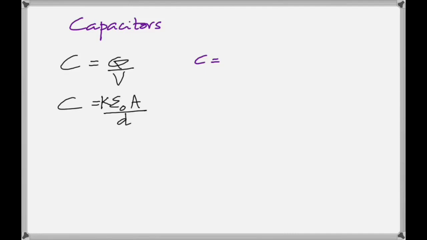A is the area of the plates, assuming that both have the same area. But if both do not have the same area, then A will be the overlapping area of the plates. D is the distance between the plates. So to increase the capacitance, increase all the factors in the numerator, decrease the denominator.